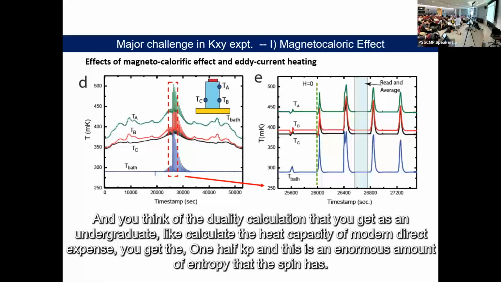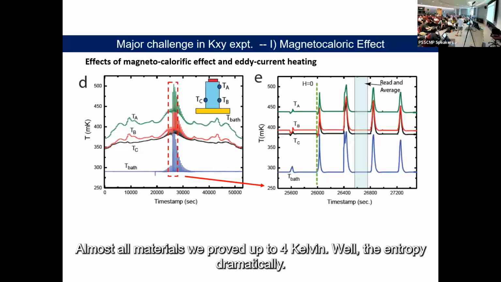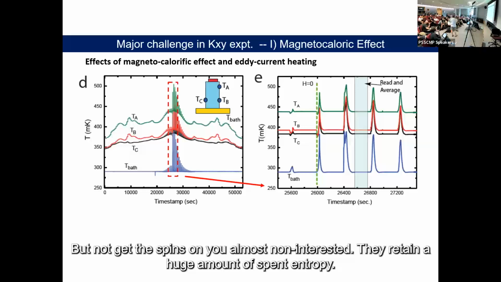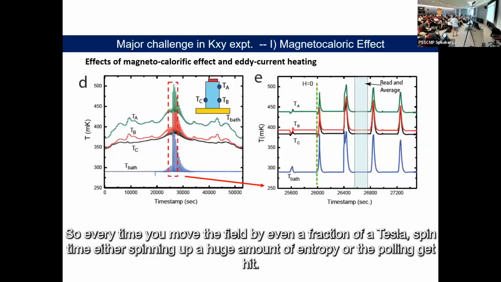If you think of the Dulong-Petit calculation that you did as an undergraduate, calculating the heat capacity of non-interacting spins, you get the Dulong-Petit value, 1/2 kT. This is an enormous amount of entropy that the spin has. Almost all materials, when you cool down to 4 Kelvin, will lower their heat capacity, the entropy, dramatically. But not if the spins are almost non-interacting. They retain a huge amount of spin entropy. So every time you move the field by even a fraction of a Tesla, the spins are either spitting out a huge amount of entropy or pulling it in.